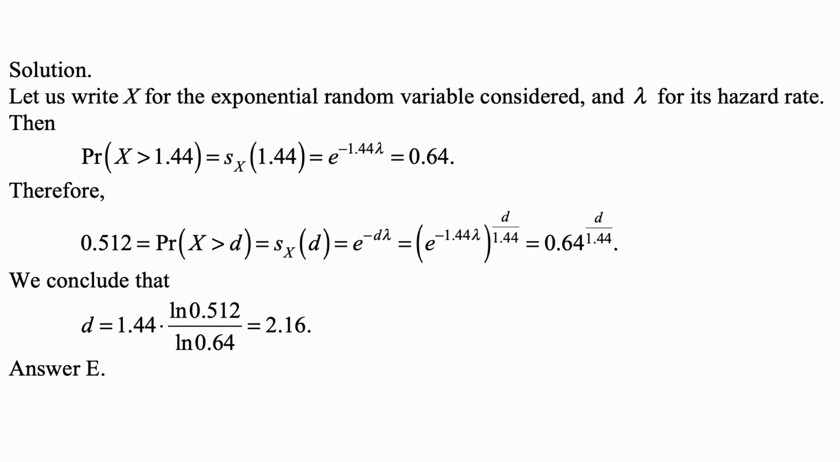And here's the solution. Let's write X for the exponential random variable considered and lambda for its hazard rate. Then the probability that X is more than 1.44 is the survival function of that exponential distribution evaluated at 1.44, which is e to the minus lambda times t, where t is the value that we're exceeding. In this case, that's 1.44. So this is e to the minus 1.44 lambda, and we know that this is 0.640.